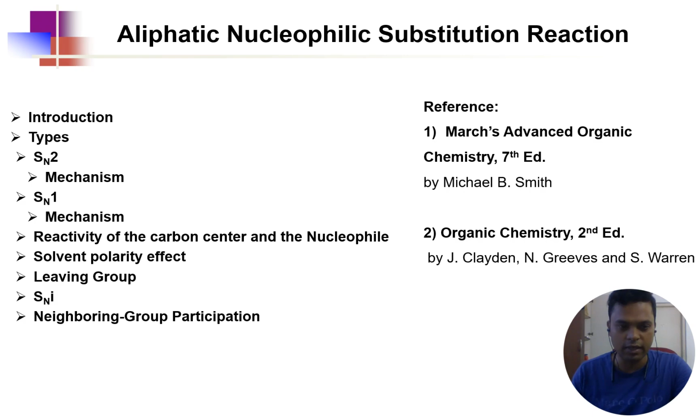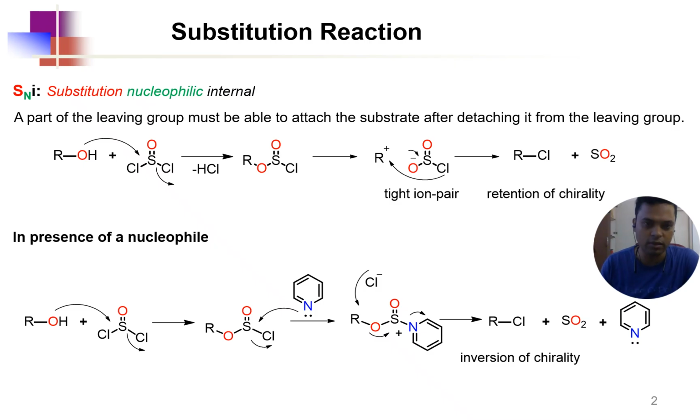Today we're going to discuss SNi, which is substitution nucleophilic intramolecular, or internal. So basically what it says is that a part of the leaving group must be able to attack the substrate after detaching from the leaving group. So in the initial stage, a part of the leaving group will detach, and then that will act as a nucleophile in the final state.